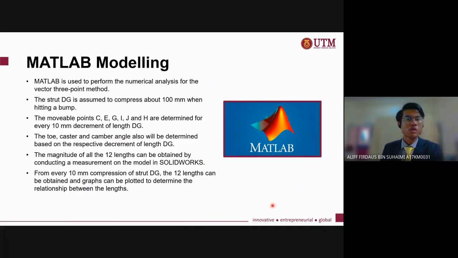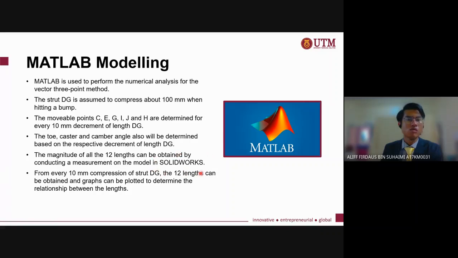To conduct the vector 3-point method, I use MATLAB. When the strut DG is assumed to compress about 100 mm when hitting a bump, the movable points can be determined for every 10 millimeter decrement of length of strut DG. After that, we can obtain the toe, caster, and camber angle based on the decrement. The magnitude of all the 12 lengths can be obtained by conducting a measurement on the model in SolidWorks. This is the initial data required.